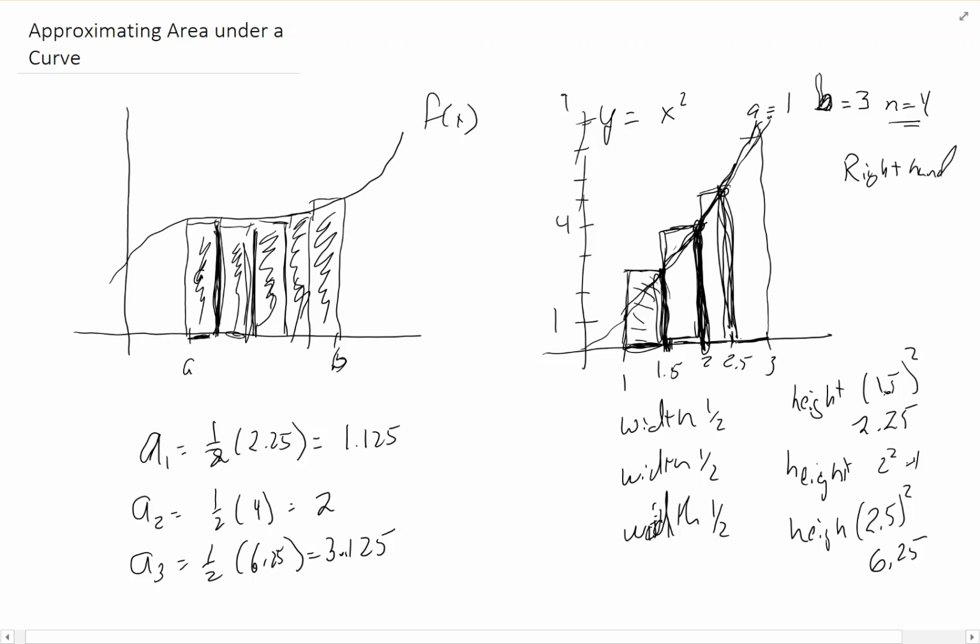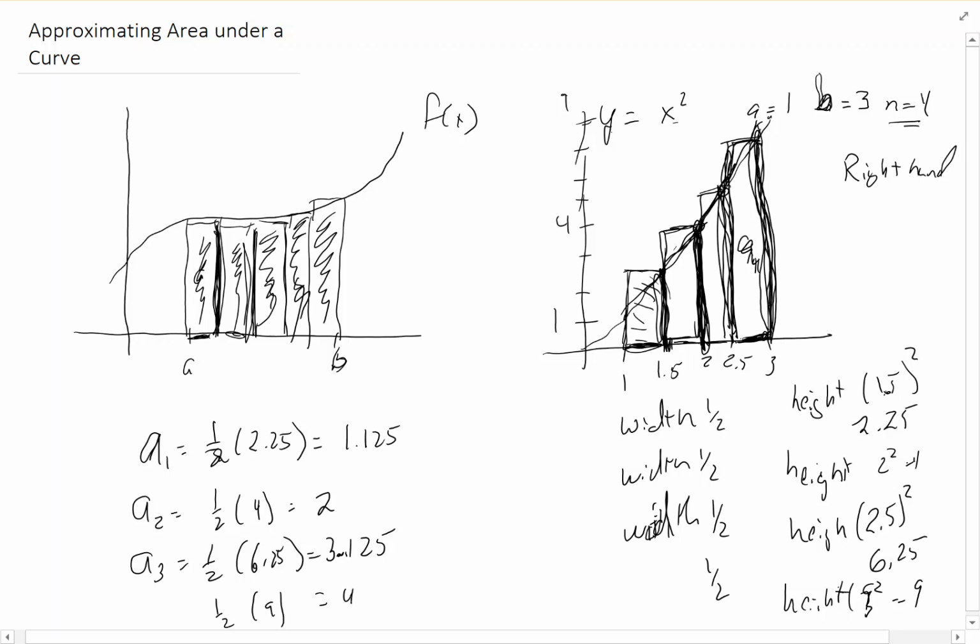And then area 4, the fourth rectangle here, is this rectangle here, A4. It has a width of 1/2, and the height here would be 9. It's going to be 3 squared. I know that the y value along this side of the rectangle is 9, so it's 3 squared, which is 9, right? The x-coordinate is 3. I know the y-coordinate can be found by using y equals 1/2 x. So the area of that rectangle is going to be 1/2 times 9, so 4.5.